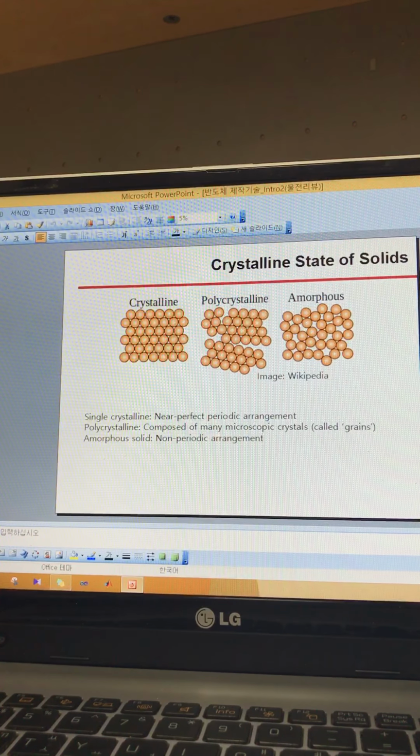Crystalline states of solids include crystalline, polycrystalline, and amorphous. The mobility is divided according to the order listed here.